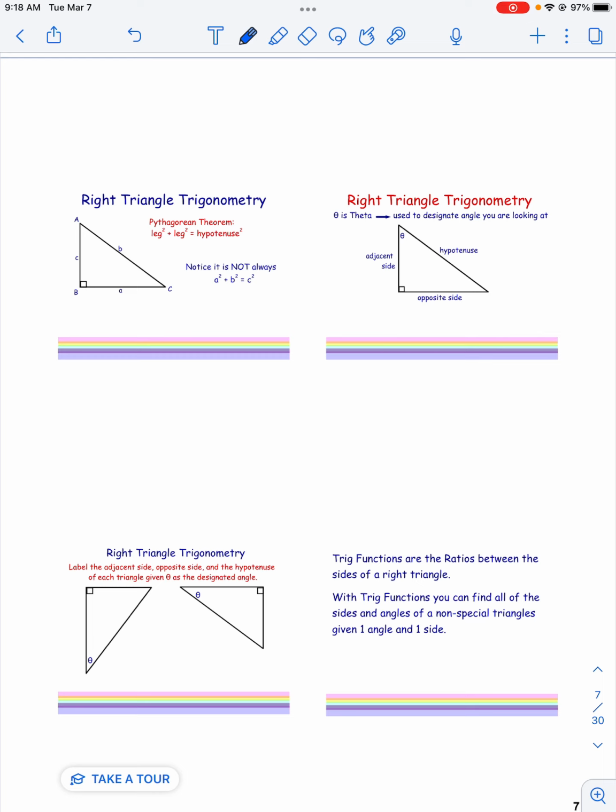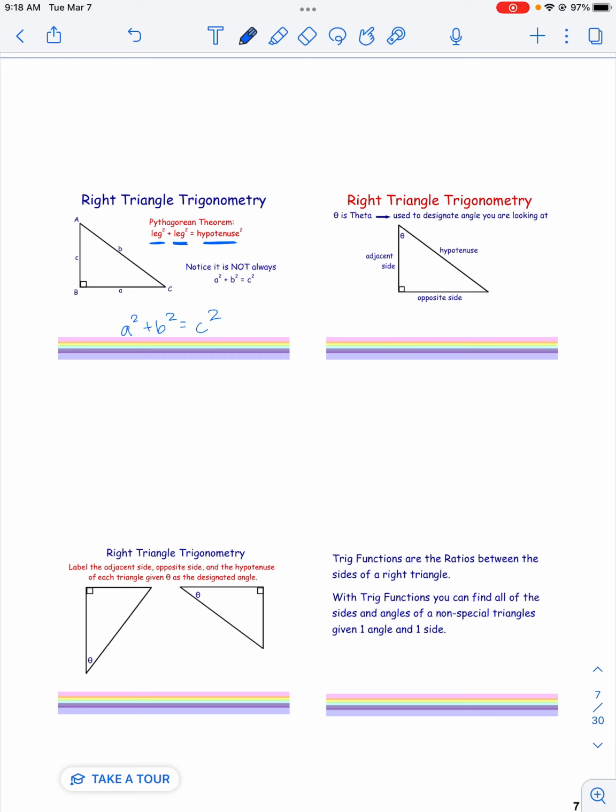You may remember the Pythagorean theorem, you may have learned it as a squared plus b squared equals c squared. Well, we won't always have a, b, and c as values. So let's instead think of it as leg squared plus leg squared equals hypotenuse squared. Then I'm not hung up on a, b, and c, and I can use this theorem in a really versatile way.